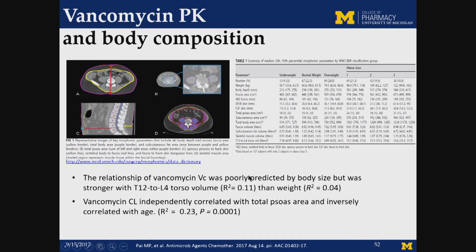But again, looking at this, you'd see a very poor correlation, but in relative terms, a better correlation than body weight. We're also able to demonstrate that using total psoas area, which would be a metric representative of muscle mass, that this metric was a better predictor of clearance than relying simply on body weight. And so again, this more recent study is clearly not ready for prime time use, but just represents a movement away from our simple measures of height and weight to define drug dosing.